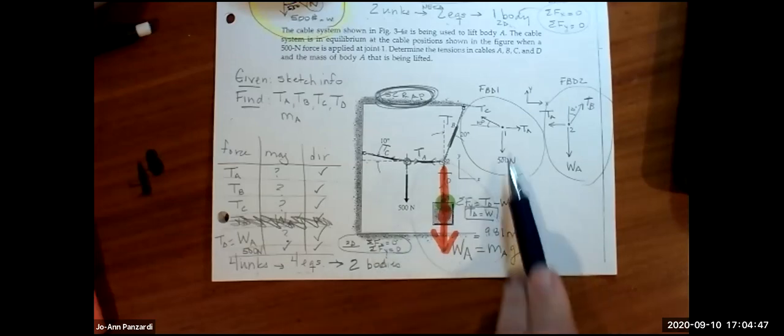And this is the setup. You looked at the sketch, you read the words, you wrote your given and find, you wrote your table of all the forces present, you figured out how many free body diagrams you needed to draw. In this problem, we determined that it was 2. We drew the free body diagrams, and we're done with the setup.